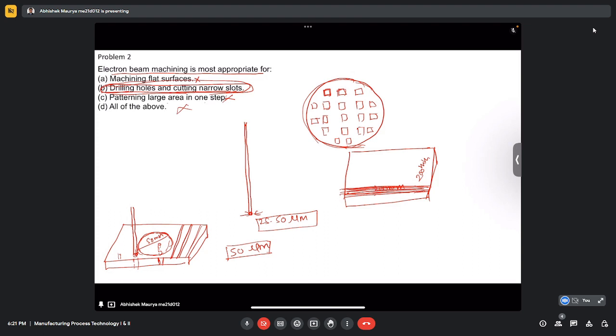So we will move to the next problem. Please read the problem and give the correct answer. After that, I will tell the solution.